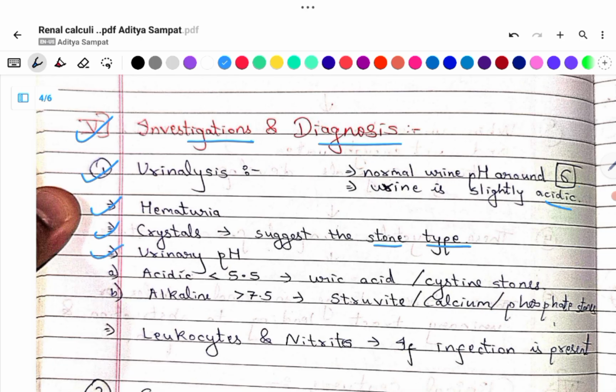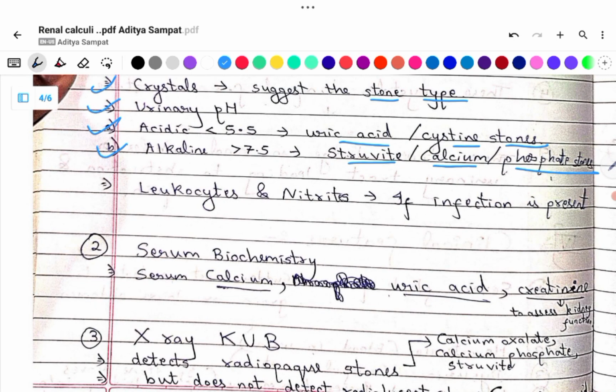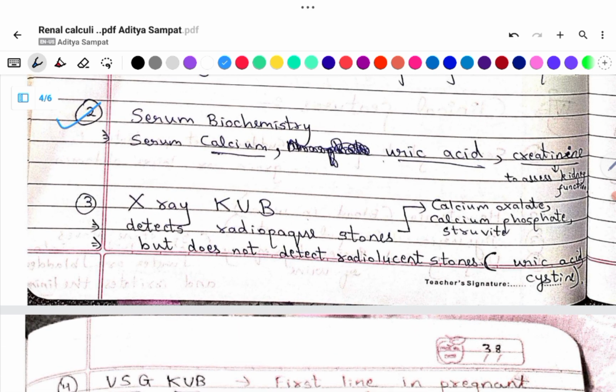Urinary pH: acidic is less than 5.5, uric acid or cystine stones. Alkaline is greater than 7.5, struvite, calcium or phosphate stones. Leukocytes and nitrites if infection is present. Second, serum biochemistry: serum calcium, uric acid and creatinine to assess the kidney function.